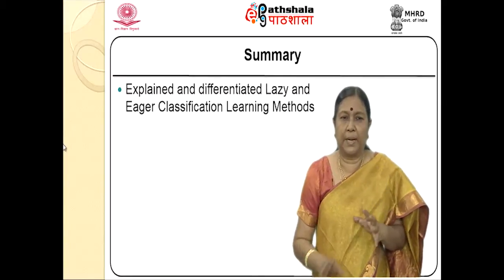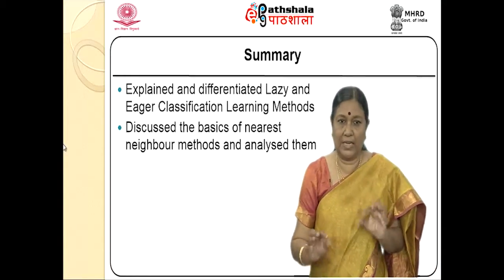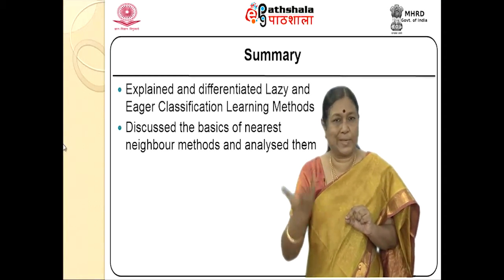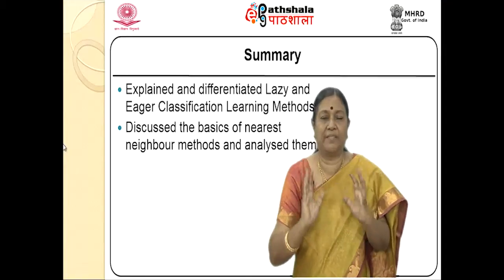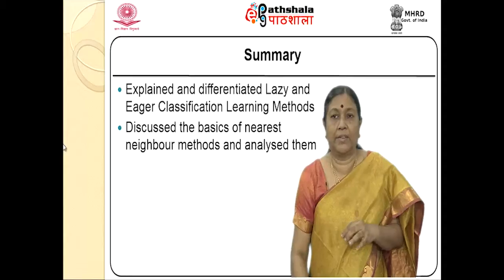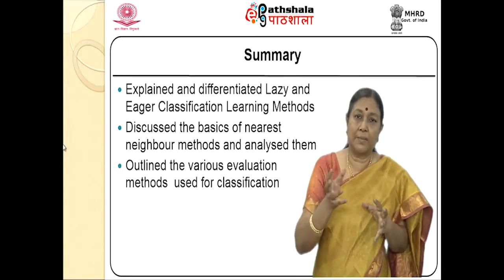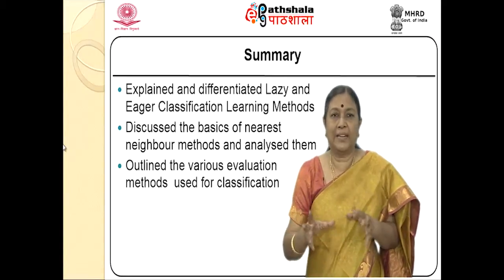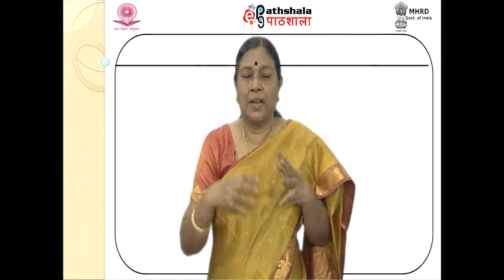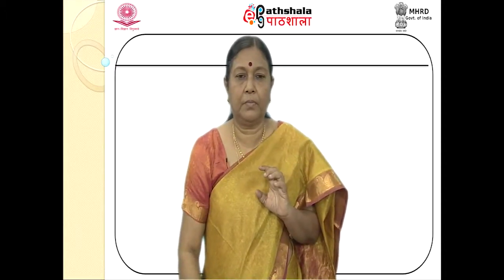So, we have explained and differentiated lazy and eager classification learning methods. We have only discussed the basics of nearest neighbor methods and analyzed them. We have not gone into a special algorithm or anything, we just in general defined nearest neighbors. This is actually a lazy learning method. We have not looked at any eager learning classification methods. And then we looked at evaluation methods and evaluation measures. Again, some of the evaluation measures are specific to eager learning methods. There are other general ones also. We looked at both in this particular module. Thank you.